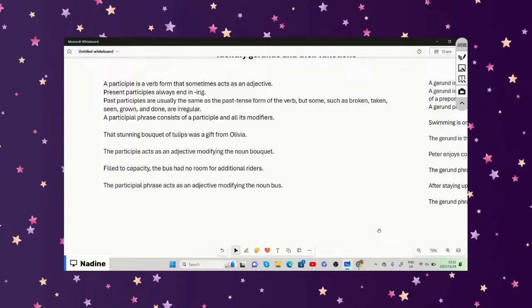And then a participle phrase consists of a participle and all its modifiers. And we're basically going to find out what that specifically means.